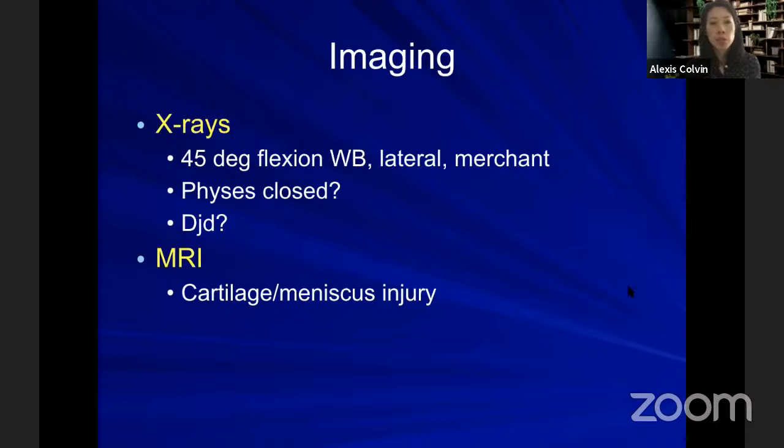So let's say we got the x-rays, which I'll show you on the next slide. Then the next step is the MRI, if it's needed. That usually helps assess, of course, if there are any ACL or ligament tears, but it also tells us whether there's any cartilage or meniscus injury.